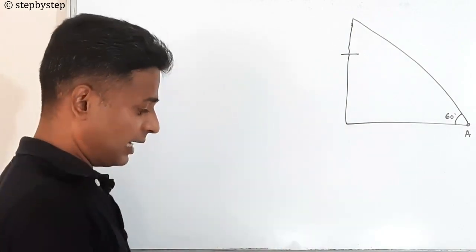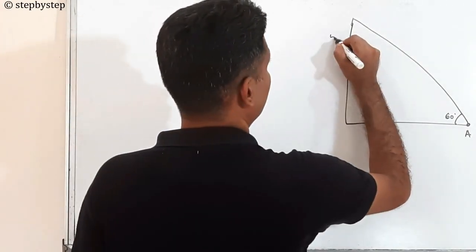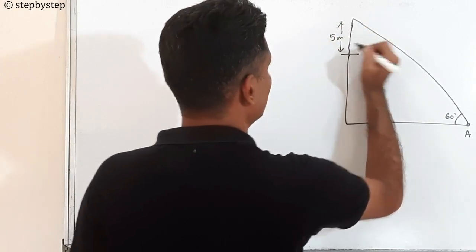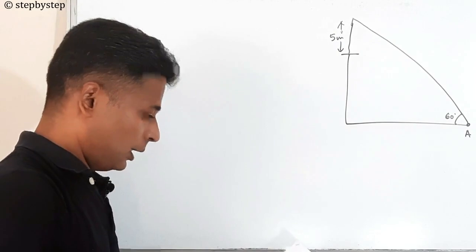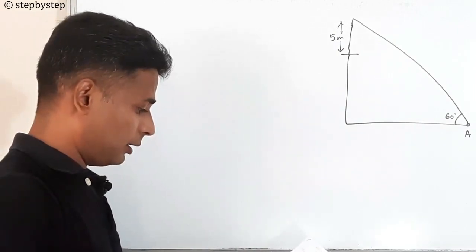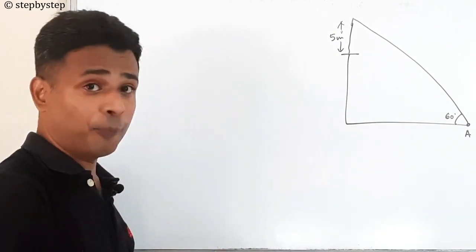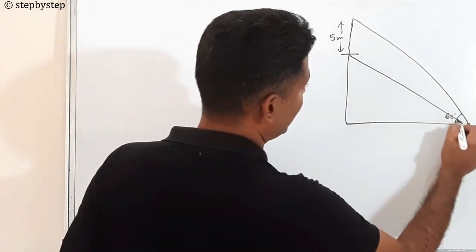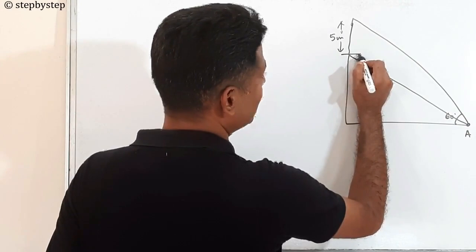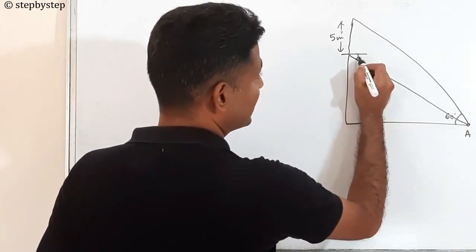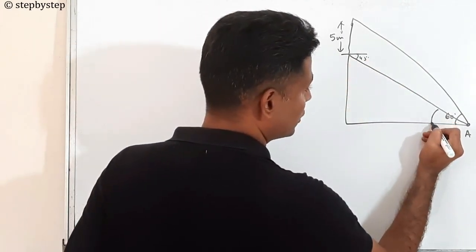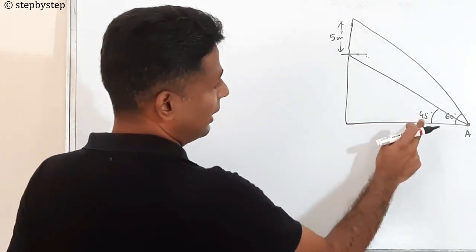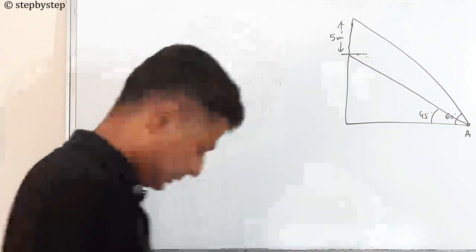And the height of the pole has been given. So this will be 5 meters. Now, the angle of depression of point A from the top of the tower is 45 degrees. So this is 45 degrees, which means this also will be 45 degrees. Alternate angles, right? So I got this as 45, this as 60.